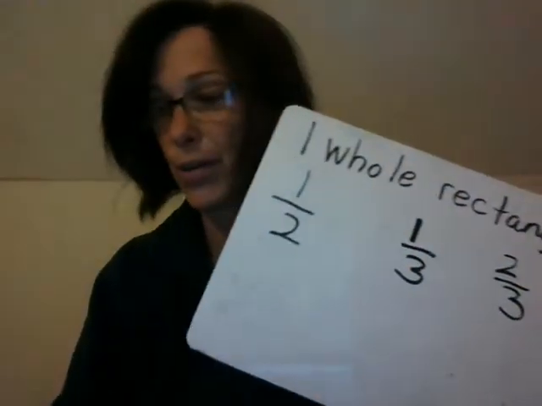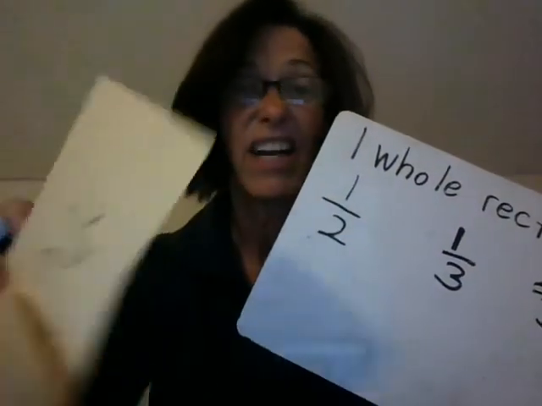Still 3 parts. 1 part not colored. And how many parts are colored? So still 3 parts. Now I want to know, of the 3 parts, how many are colored? And you're right, it's 2 parts of my rectangle are colored, or 2/3, because I have 2 parts colored. Struggling with this one today, guys. All right, we'll do one more, all right?